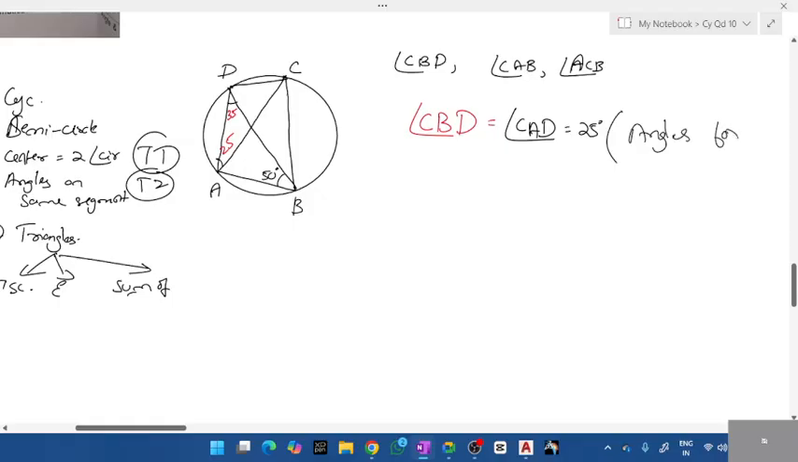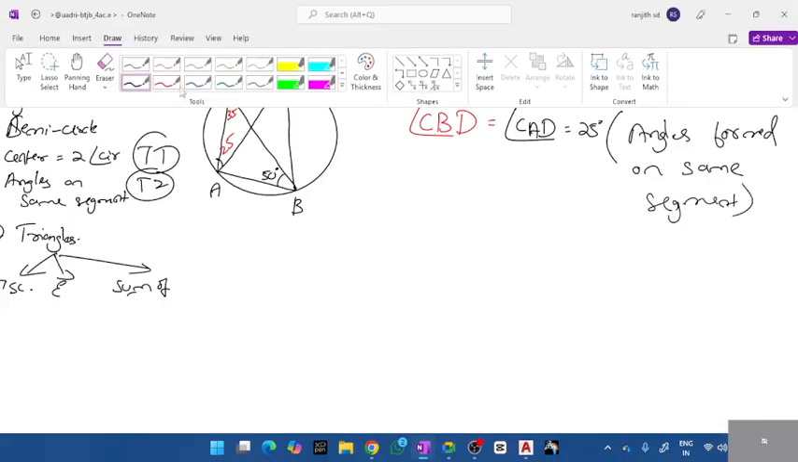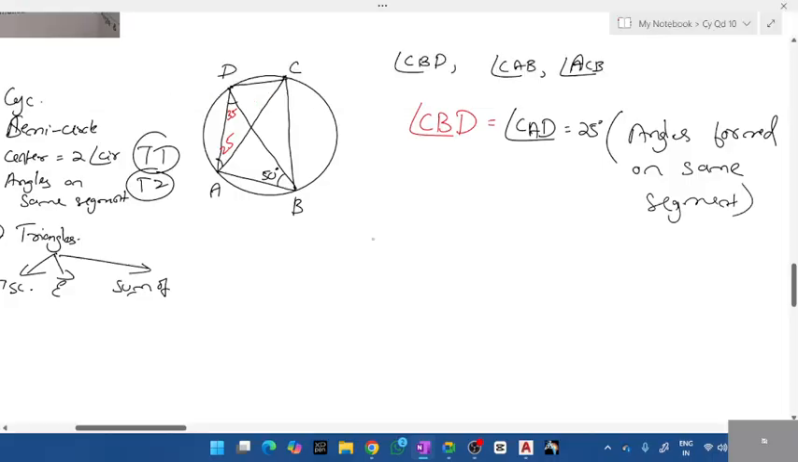So what's the reason you'll have to write? Angles formed on same segment. Next is CAB. Yes. Ivania, how did you solve CAB? Okay, very good. You have taken angle ACB is equal to ADB. That is equal to 35 degrees. Okay, 35.